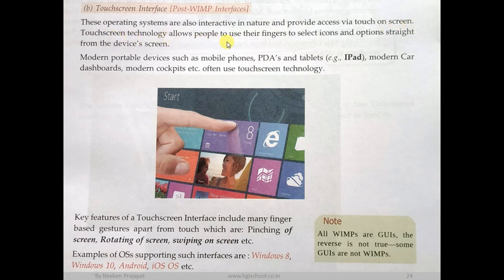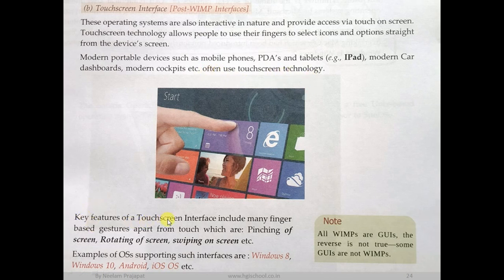Touch screen technology allows people to use their fingers to select icons and options straight from the device's screen. We have icons and options on the screen. We can directly touch with the help of a finger and access those applications. Modern portable devices, you know very well: smartphones, mobile phones, PDAs, tablets and iPads. Then modern car dashboards also you have seen, then modern cockpits. Nowadays washing machines also have touch screens. ATM machines have touch screens, and many other examples you are using in your daily life. So they often use touch screen technology.